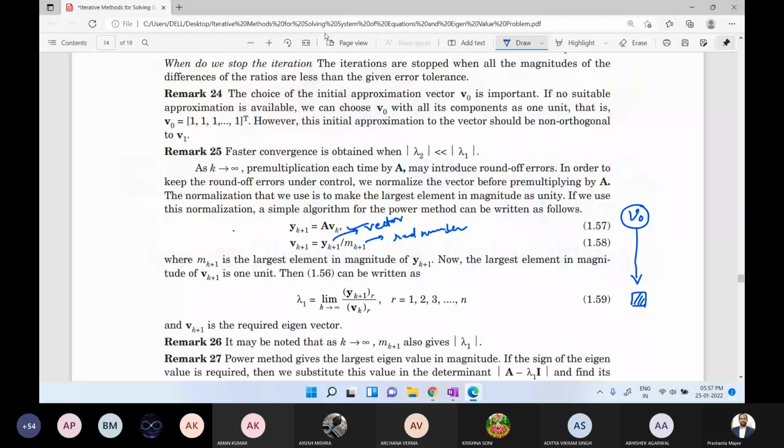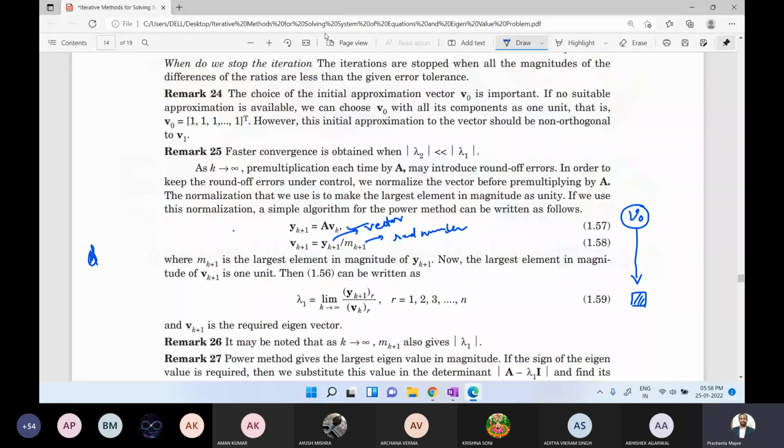Okay, so after large k, when you have considered a sufficient number of iterations, what will be the dominant eigenvalue? The dominant eigenvalue lambda 1 will be Yk plus 1 by Vk. Yk plus 1 is a vector, Vk is another vector. So you are dividing component-wise. So r components will be there in this division. You can take any of those r components, that will give you the dominant eigenvalue, and Vk or Yk plus 1, whichever you take, will be the corresponding eigenvector.